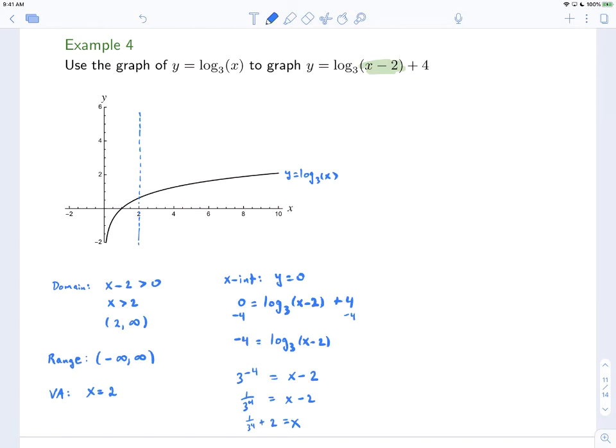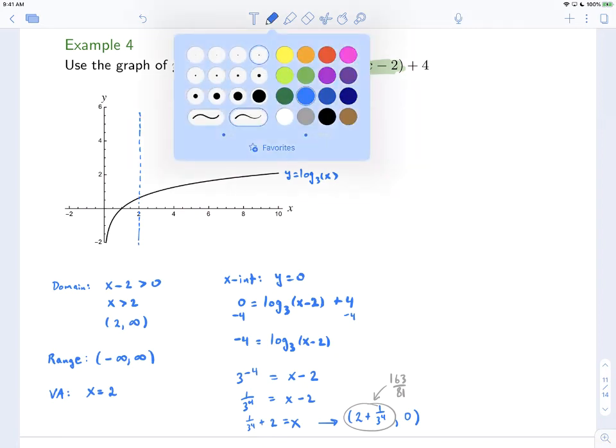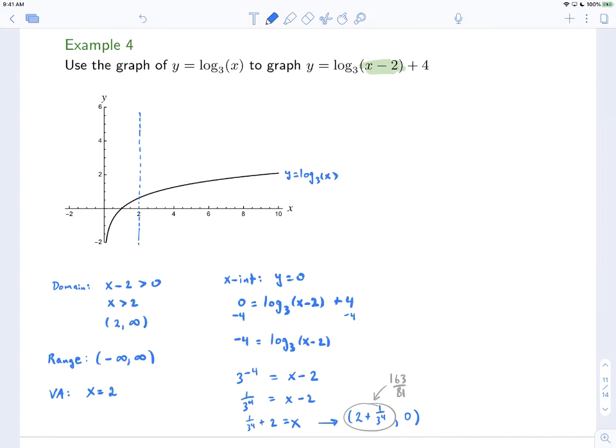So the x-intercept then is where x is equal to 2 plus 1 over 3 to the 4th, comma 0. So if we use a calculator to compute this value right here, this should give us 163 over 81. But what's really important is that that's just slightly bigger than 2. So if we go to our graph, slightly bigger than 2 would put it right about here. Okay, so that's the x-intercept.